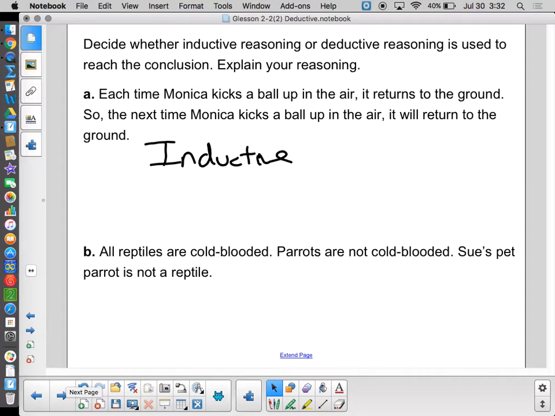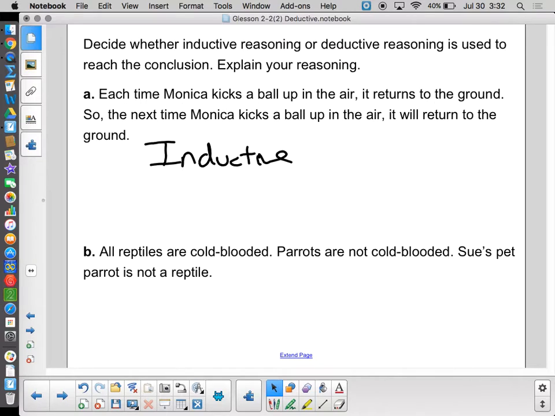Like I said, it could get stuck in a tree. It could land on the roof. Gravity could fail entirely. You should kick it hard enough that it reaches escape velocity and actually leaves the Earth's gravity well. Yeah, that's not very likely. But could happen. No, not really. Nonetheless, it's based on inductive reasoning and observations. It's not based on science, facts, or anything like that.